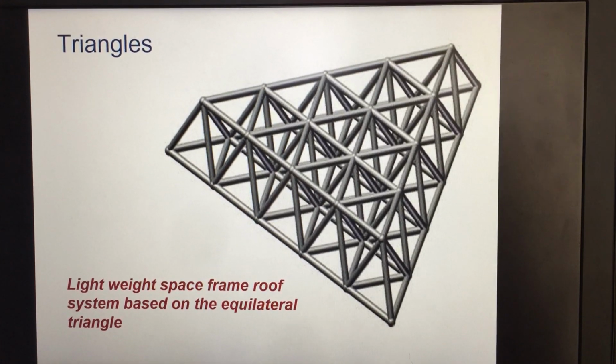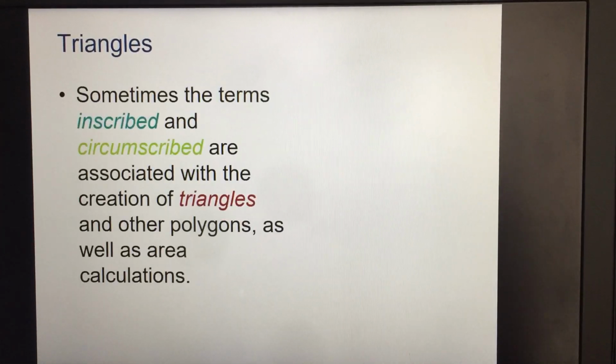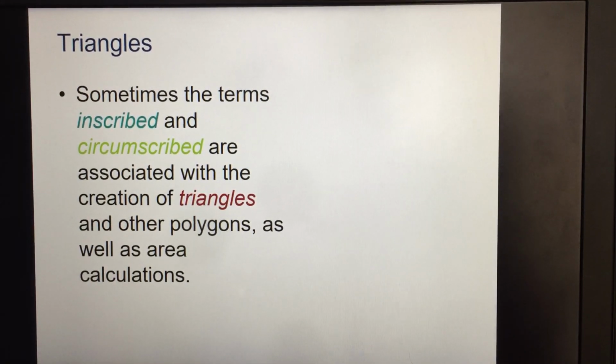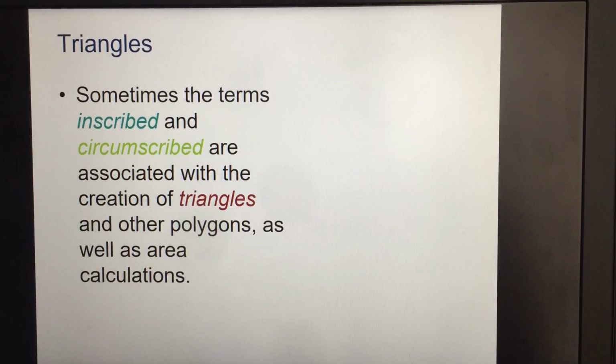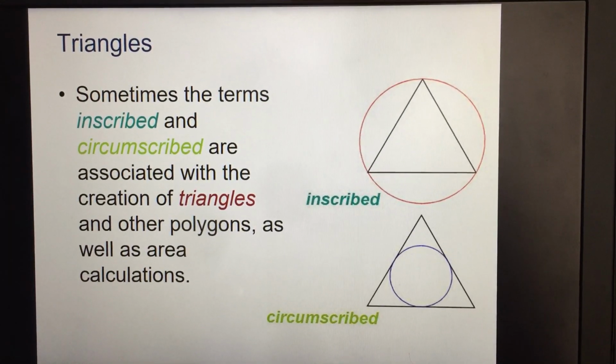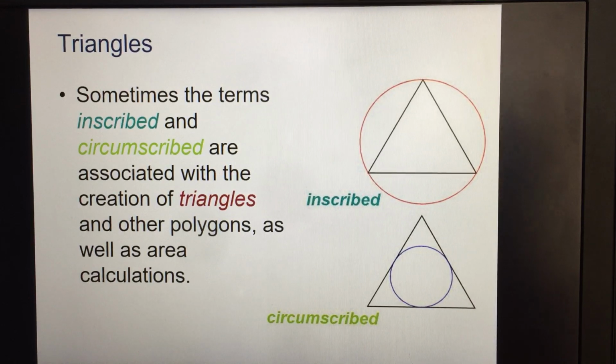Lightweight space frame roof system based on equilateral triangle. Those are just examples that have been used in other ways. Sometimes the terms inscribed and circumscribed are associated with the creation of triangles and other polygons, as well as area calculations. And this is how we can learn those. Okay. Inscribed, the triangle itself is inscribed inside the circle.